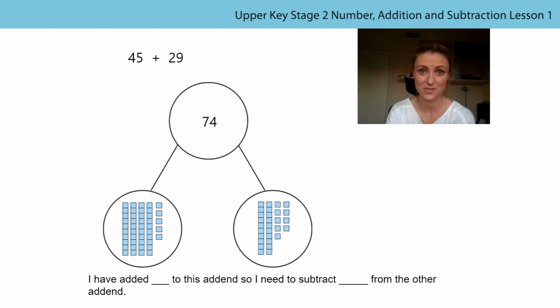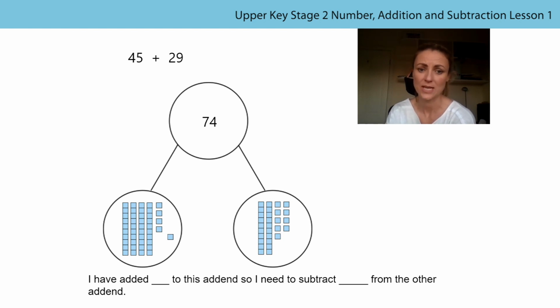So, how did you get on? Was it that you looked at that 45 and 29 and you realised that with 29 you would just need to add 1 to this addend in order to make it 30, which, as we know, is a multiple of 10. That's easier to add on to a 2-digit number. And did you then think, well, I added 1 onto 29, to that addend, so I need to subtract 1 from the other addend, from 45 in this case.